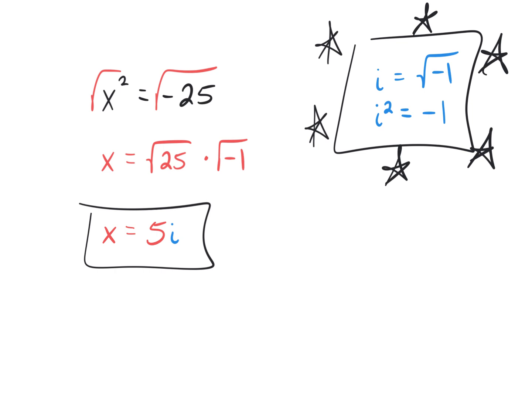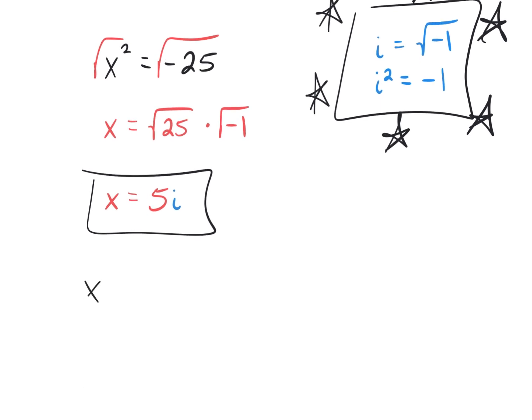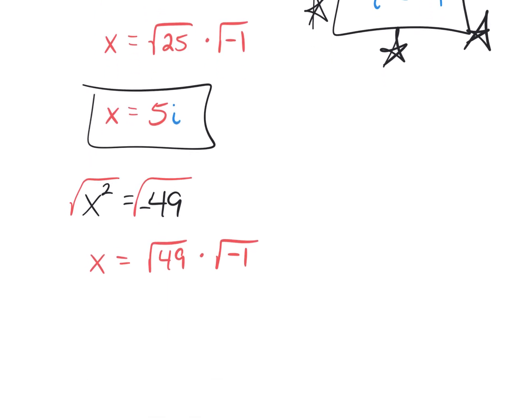Okay, so if I do another example, if I have x squared equals negative 49, how do I solve for x here? We want to take the square root first, and then separate the negative. So I have the square root of 49, and then I want to take that negative out as a negative 1. What's the square root of 49? 7. What's the square root of negative 1? i. Yep, the square root of negative 1 is i.